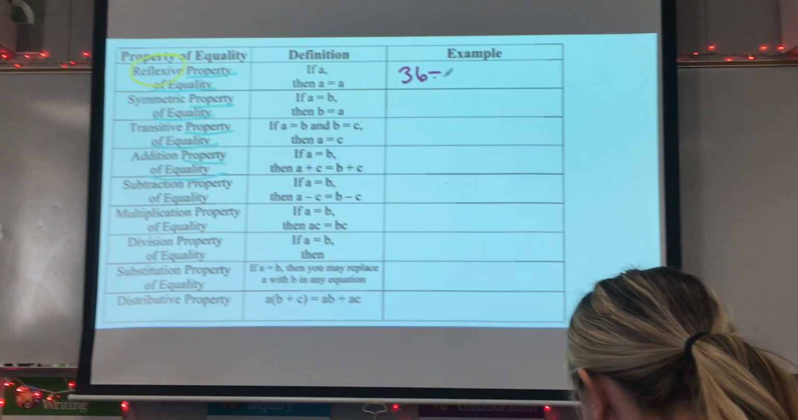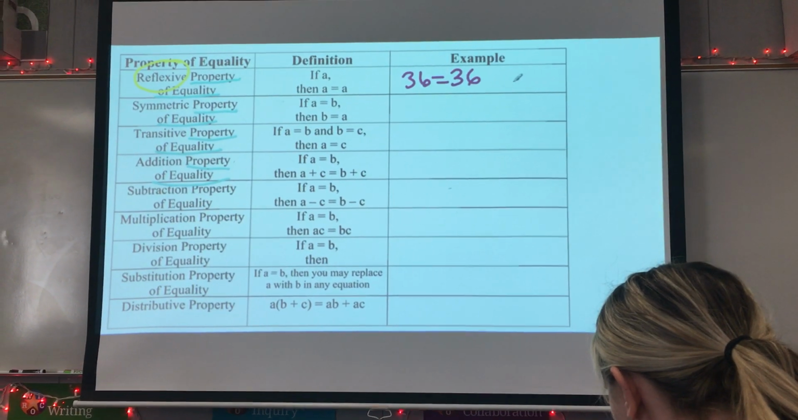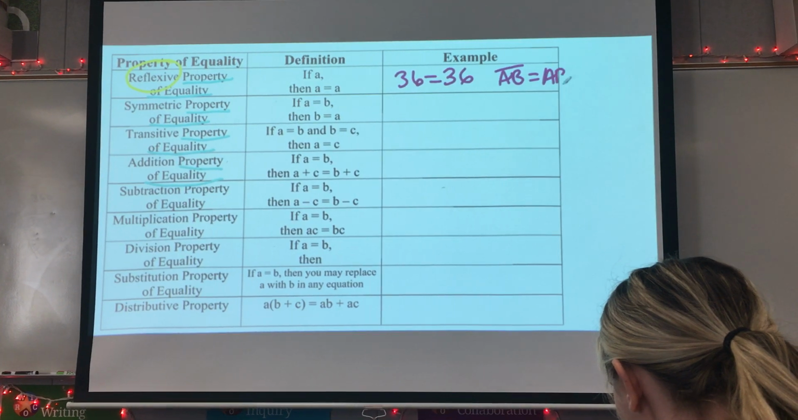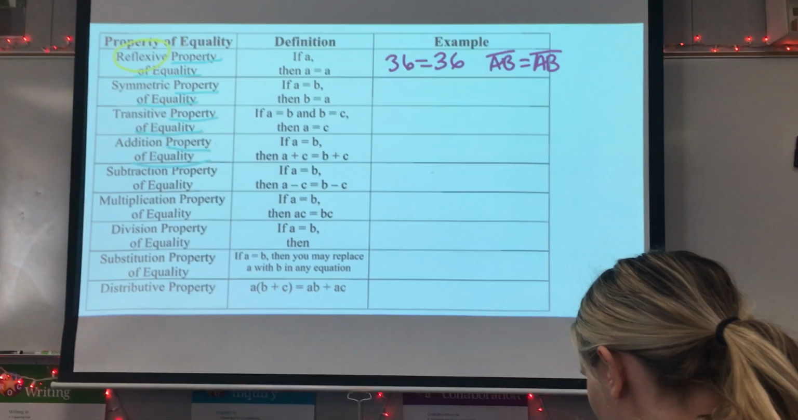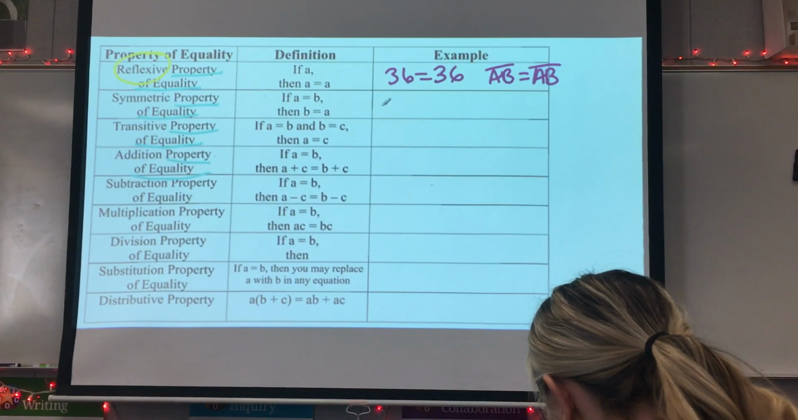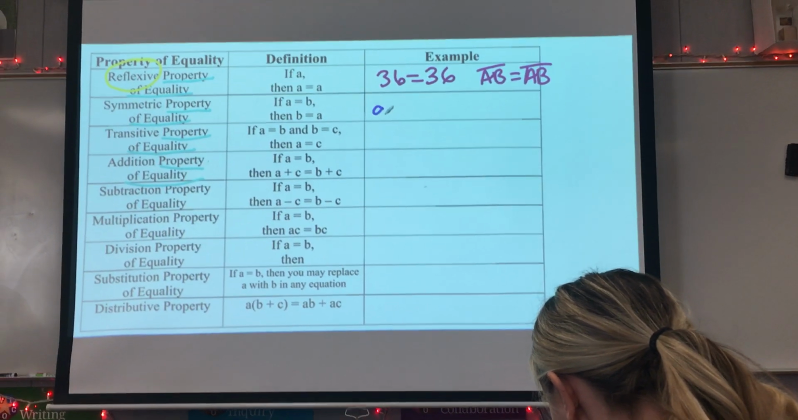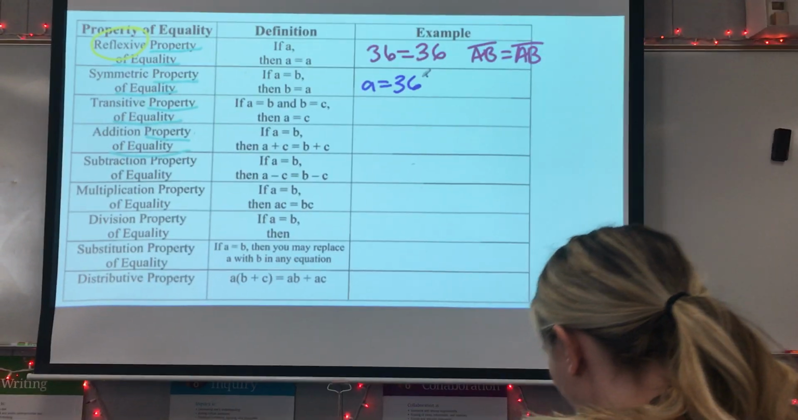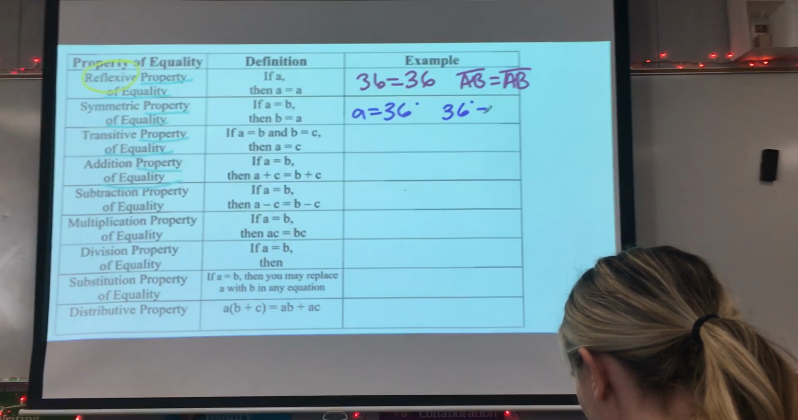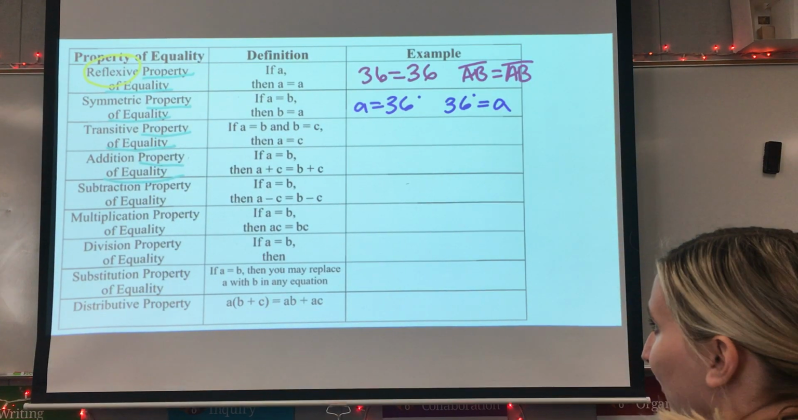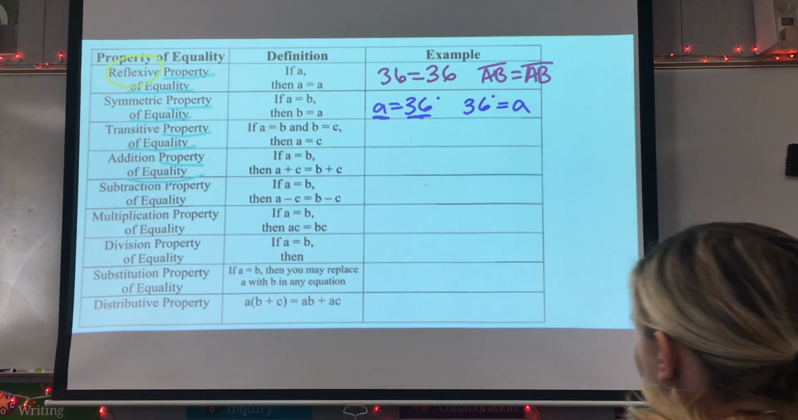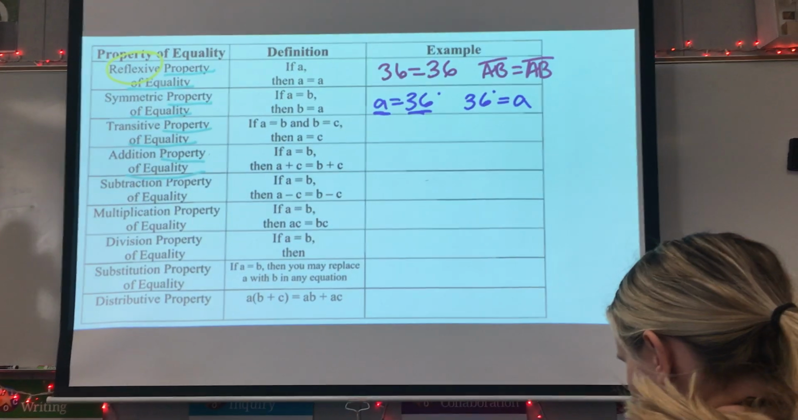So 36 is equal to 36. Line segment AB is equal to line segment AB. Your symmetric property of equality just tells you that if you flip it, if you have A is equal to 36 degrees, that is saying the same thing as 36 degrees is equal to A. All you are doing in that is switching the placement of these two values.